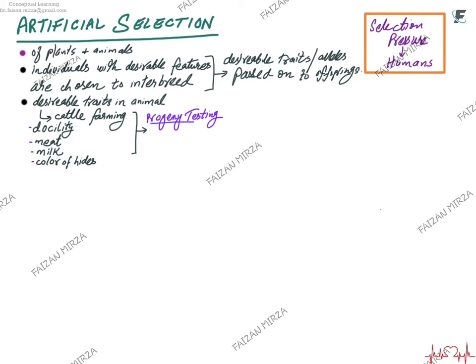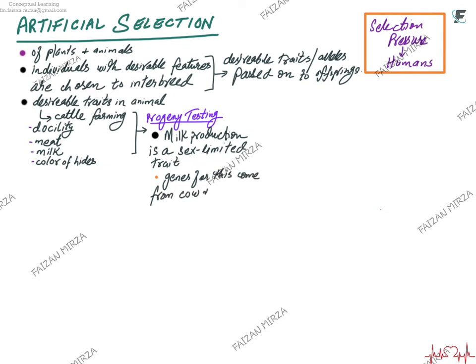So for this, progeny testing is carried out. Progeny testing means that you test the offspring for the production of that particular trait, or whether the trait is present or not. So in progeny testing, the most difficult one is to test the progeny for milk production, because milk production is a sex limited trait. What do you mean by sex limited trait? It means that it is related to a certain gender and not the other gender.